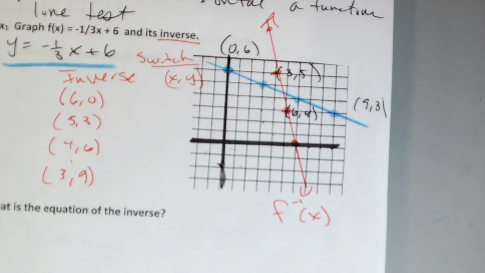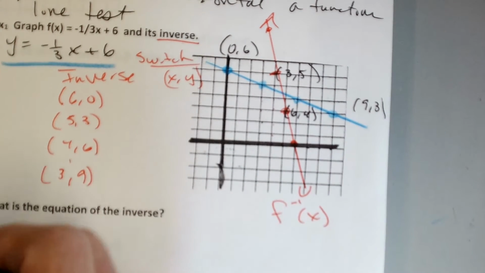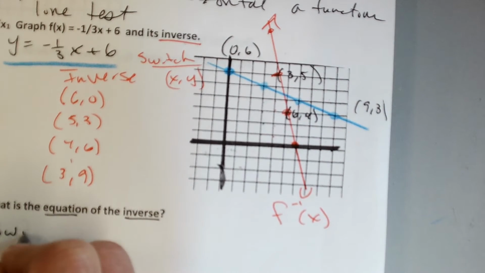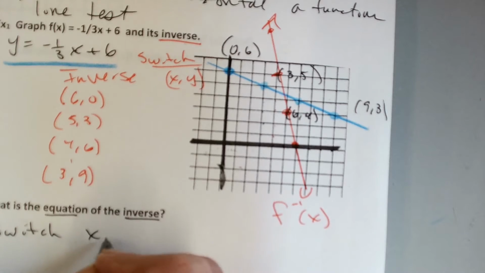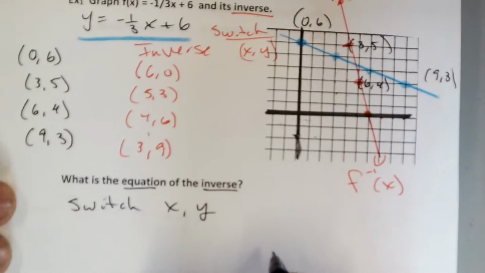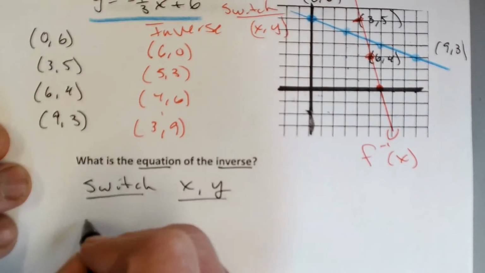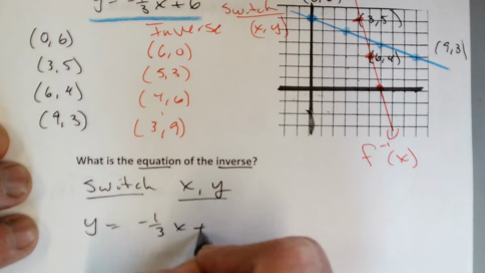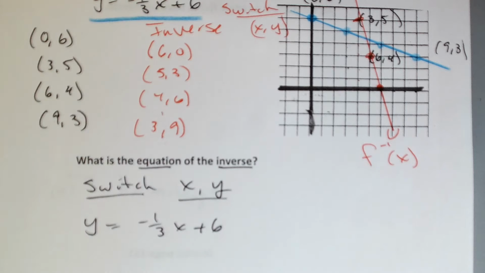Now, what if I want the equation of this inverse? Well, to get the equation of the inverse, we are going to, again, switch x and y. That's what you do. You just switch x and y. So I have y equals negative 1/3 x plus 6, okay? Everything has to do with switching x and y. I know I've said that several times, but that's what you do.